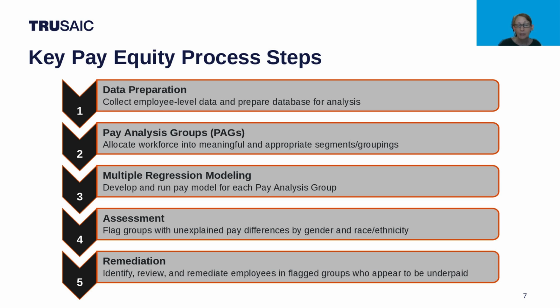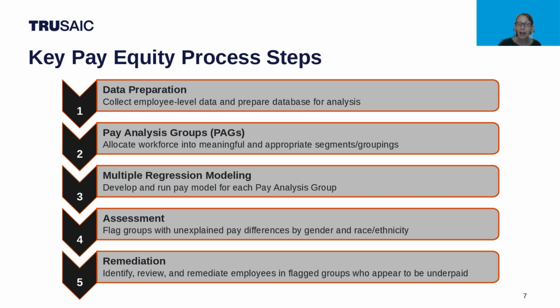So the fourth phase is what we call the assessment phase. This is the part where you've run your regression analyses, and now you're determining, are there any unexplained pay differences by gender and race and ethnicity or any other protected demographic characteristics? So basically you run your regression analysis, you've accounted for as many legitimate drivers of pay differences as you are able to based on the data that you have available. And then after you've done that, do you actually see areas where we're seeing some sort of unexplained pay difference that seems to be related to gender or race or ethnicity or some other protected demographic characteristic?